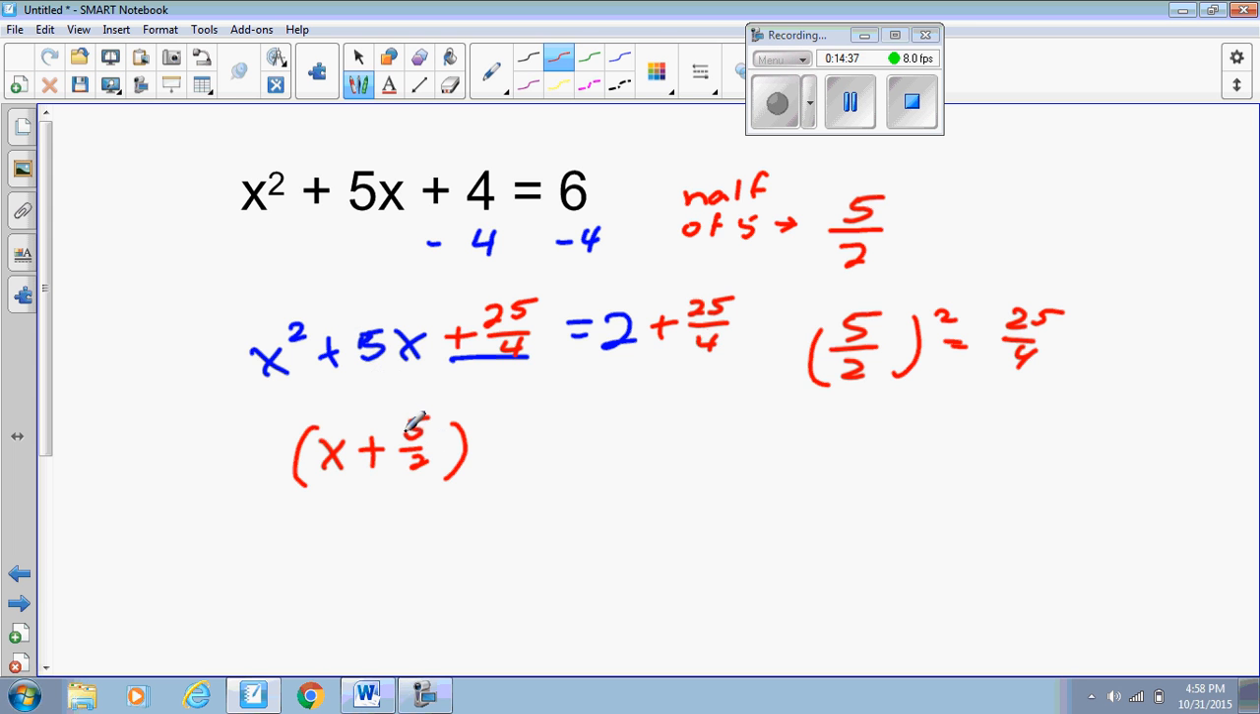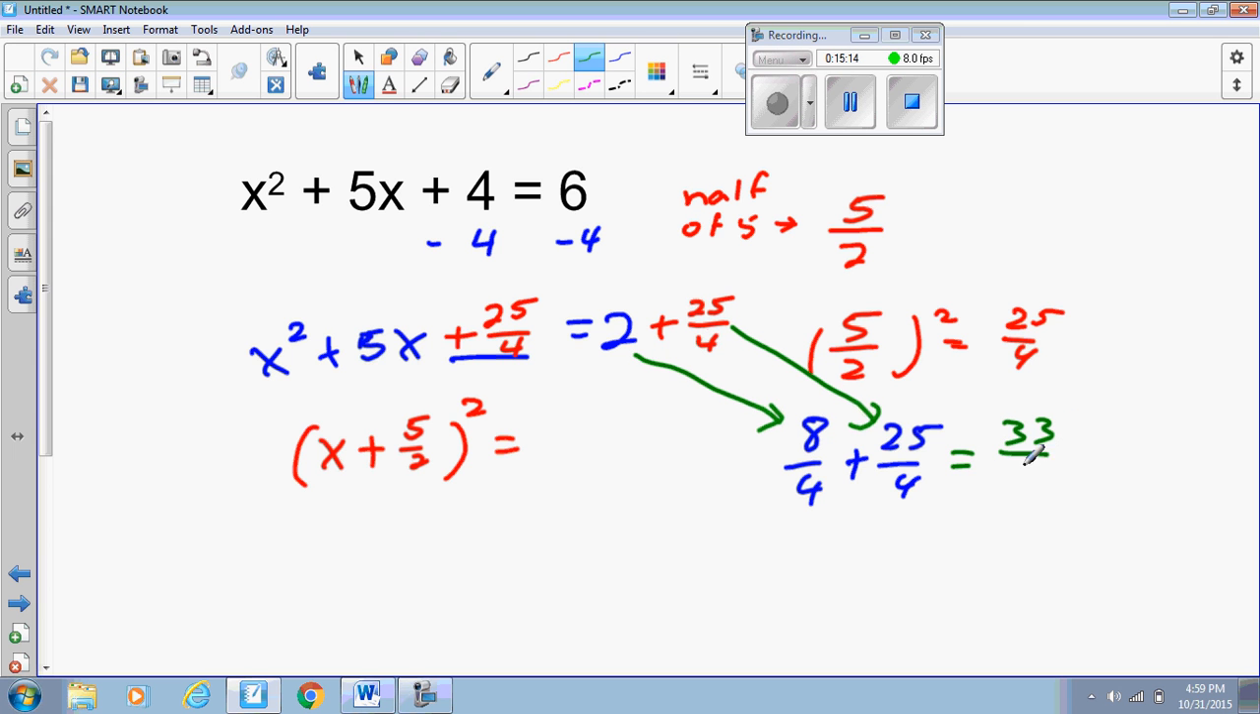Remember, half of this number goes right here, squared, equals, and I have to go through my addition of fractions here. A common denominator would be 4, so the 2 becomes 8 over 4, plus 25 over 4. Basically, I just copied that down. That equals 33 over 4. So put equals 33 over 4.